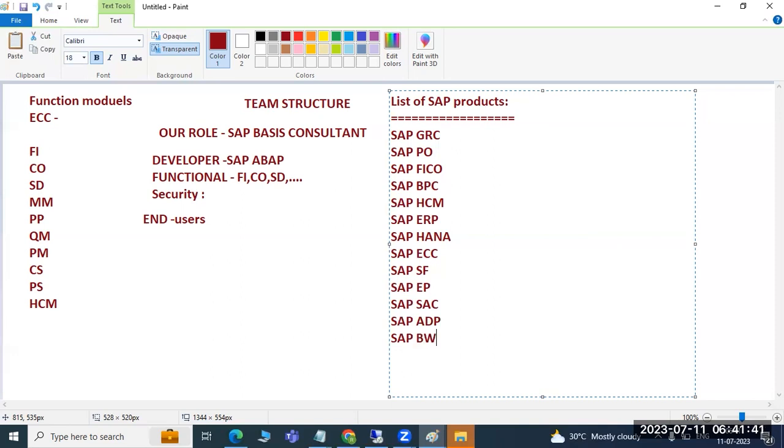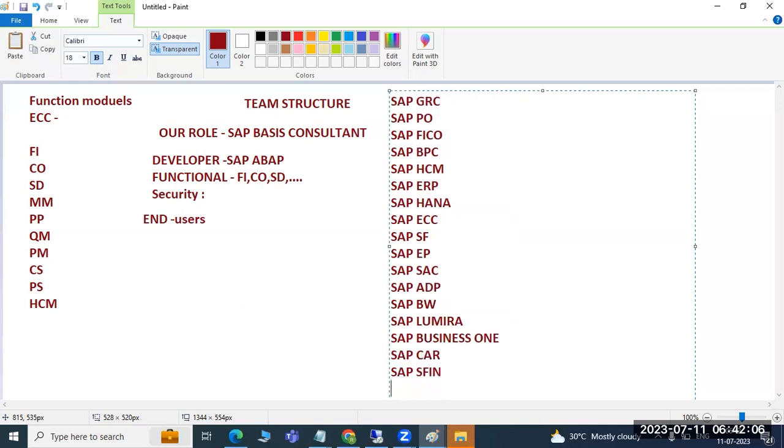BW is also a main system. After ECC, BW is the main system. Then Lumira, SAP Lumira, also an SAP product only. If I talk about it, SAP Web Intelligence, SAP Business One, SAP Business One client, then SAP CAR, SAP SFIN, SAP S4 HANA, SAP Fiori. Then BEx, BEx Analyzer, then SAP Vivo.